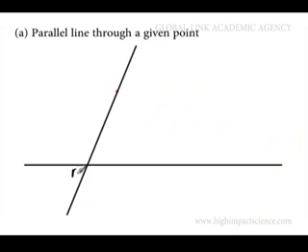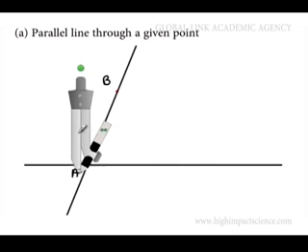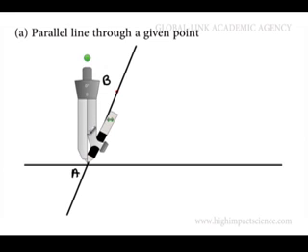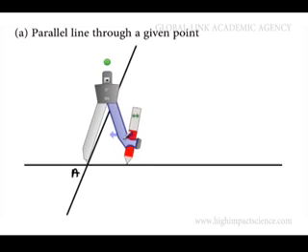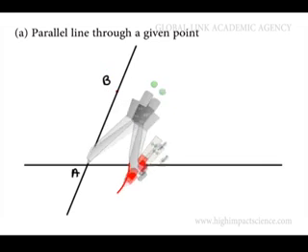Let's have this point as A and this one as B. And so basically we want to reproduce angle A at point B. Place the compass at point A. Open it and make an arc that intersects the two lines.